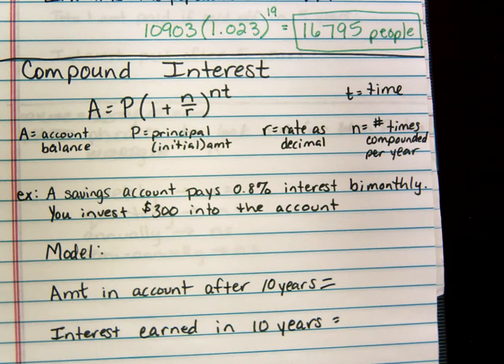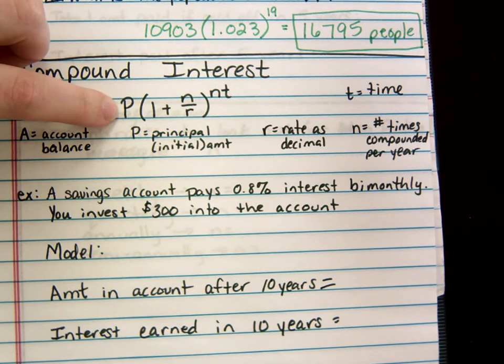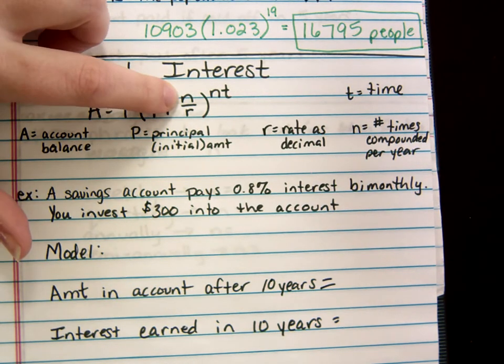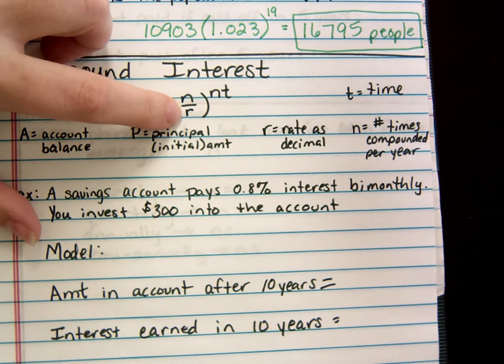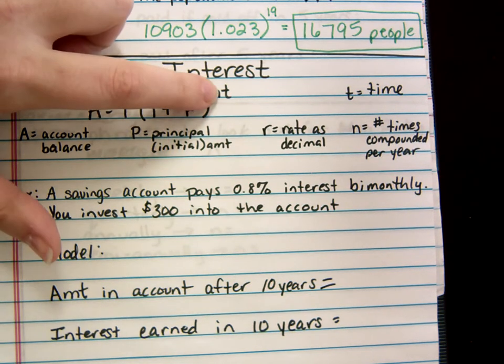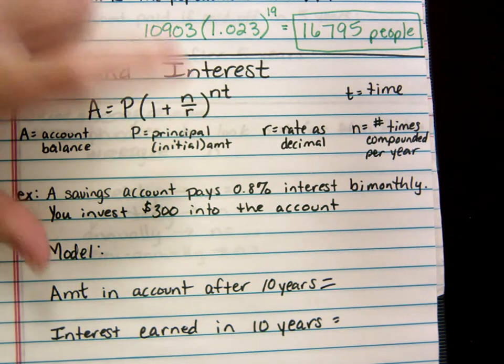Compound interest is when we look at interest not just on the initial amount but also how much interest has been paid into it already. Now A is the total amount in the account, it's your balance. P is called the principal, which is the amount you first put into it. N is the number of times a year the interest is compounded. R is still your percent written as a decimal, and T of course is still your time in years.